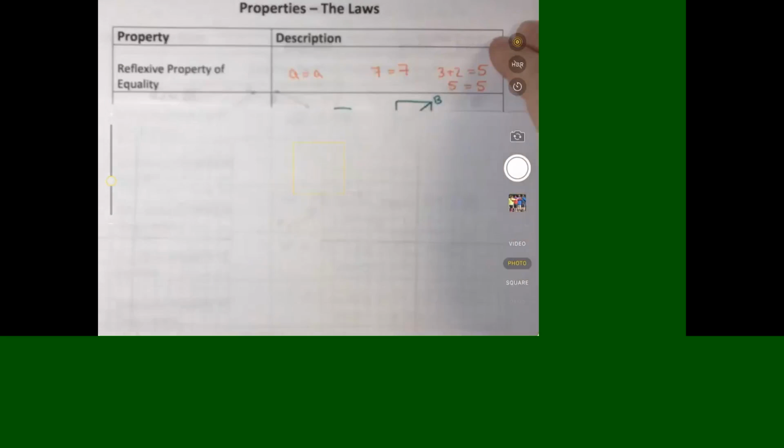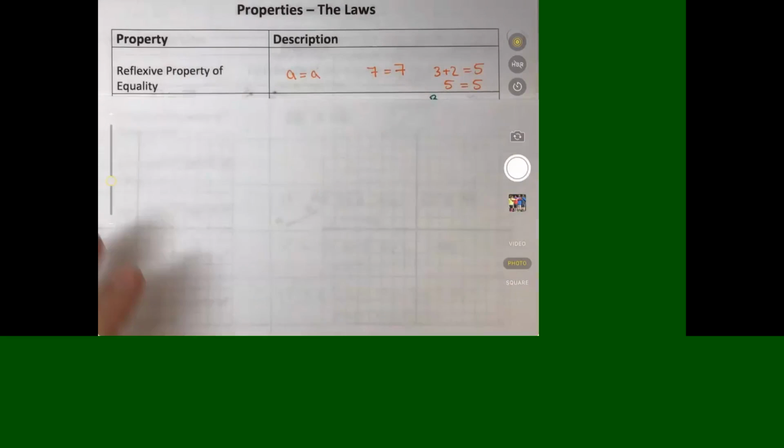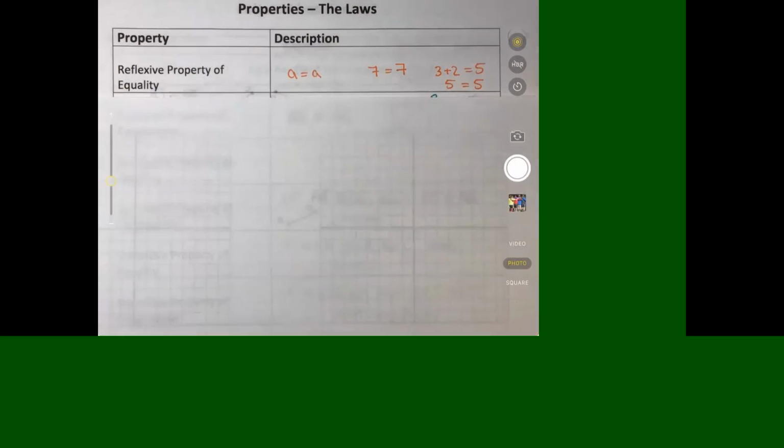Properties. What are the laws that we need to know? Property is going to be on the left and the description is going to be on the right. The first one is the reflexive property of equality. This is one that we're going to use all the time.